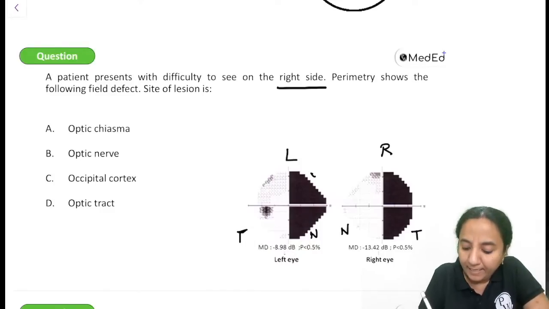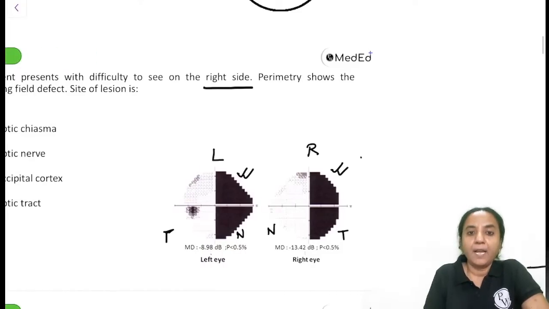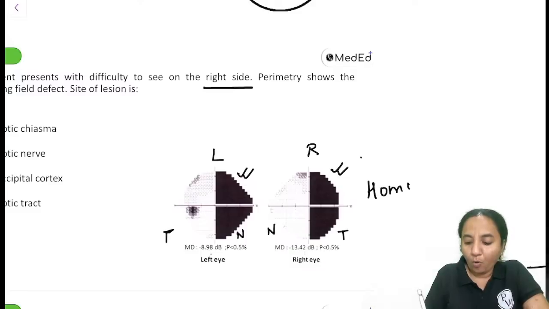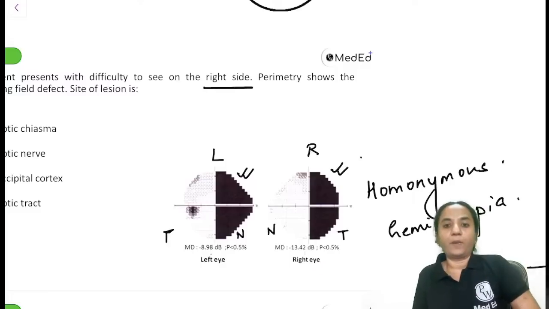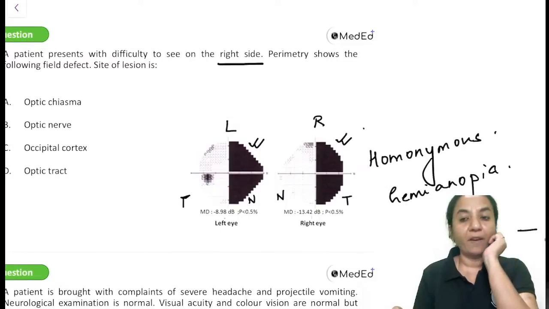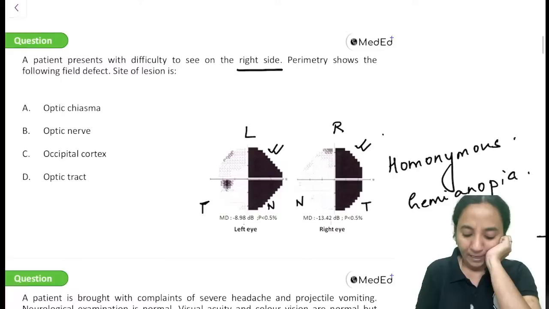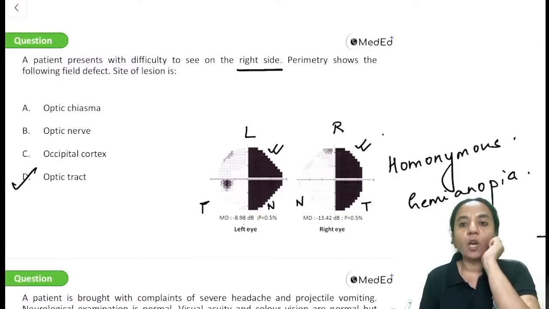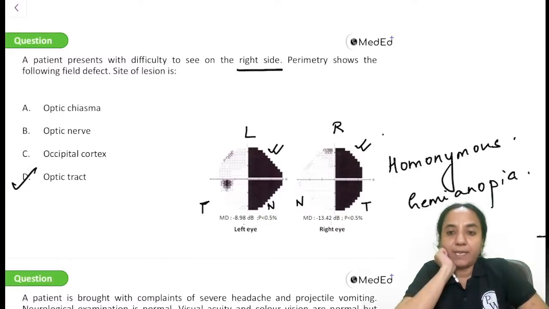You see that the nasal field of one eye and the temporal field of the other eye are affected. So the nasal field of one eye and the temporal field of the other eye means this is called homonymous hemianopia. And where do we get homonymous hemianopia? We get homonymous hemianopia when there is a lesion in the optic tract.